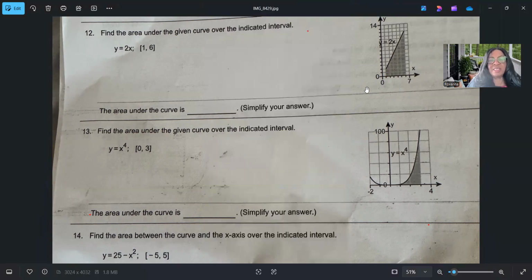So we're going to do number 13 using the first fundamental theorem of calculus. The first step is to put this function in my calculator in the integral sign, x to the power 4. That's the function I'm told to integrate.